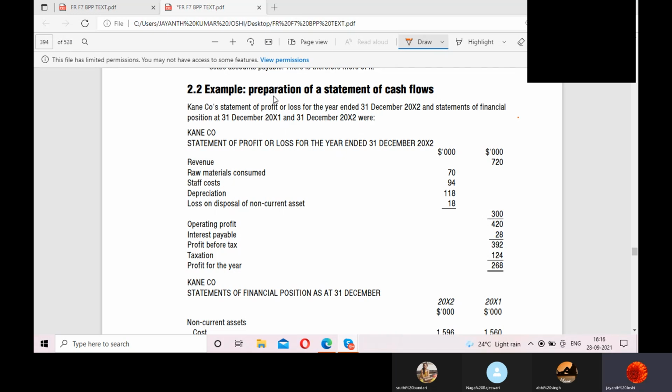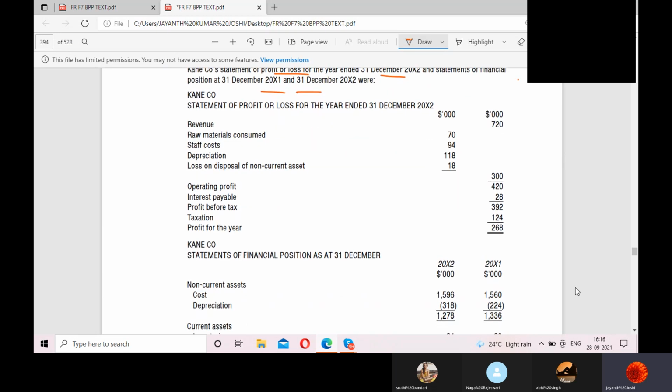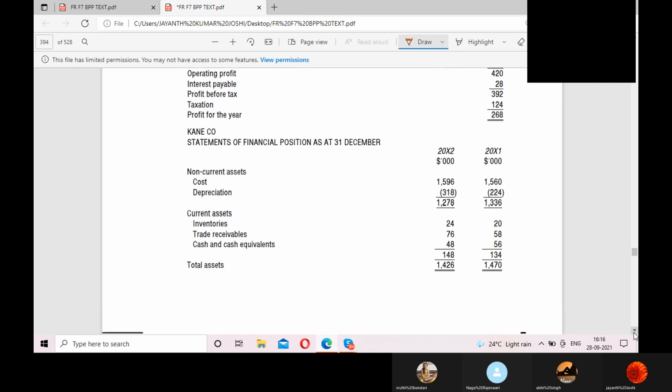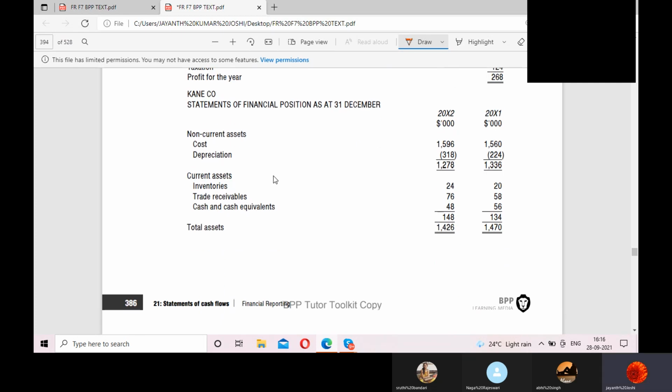Okay. So this is the statement of cash flows you need to make. Kane Company statement of profit or loss for the year ended December 31, 2002 and statement of financial position for both years, this year and previous year, are given. These are all the elements of the income statement. If you have seen this, I'm just scrolling it down. These are the balance sheet elements.